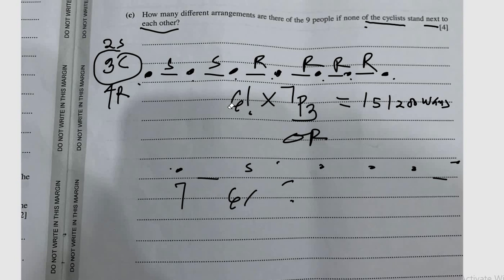I think the first method is simple. It's not complex. Let me stick to the first method. As you can see, how many different arrangements are there of the 9 people if none of the cyclists stand next to each other? I've drawn it. None of the cyclists can stand next to each other, which means the swimmers and the runners can be arranged in 6 factorial ways. So the cyclists have these 7 spaces to fill, and there are 3 of them, so 3 people to fill 7 different spaces. That's 7 permutation 3. So we have this. That's the answer. Thank you.